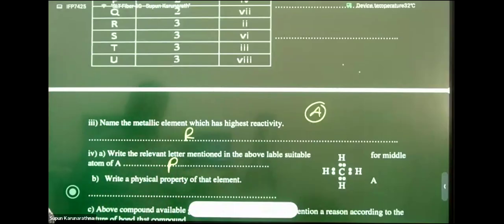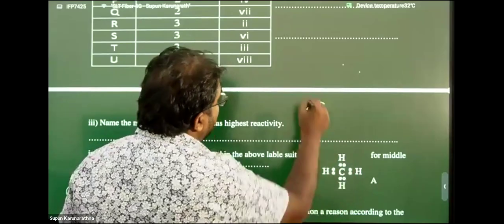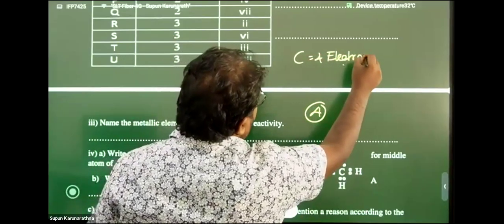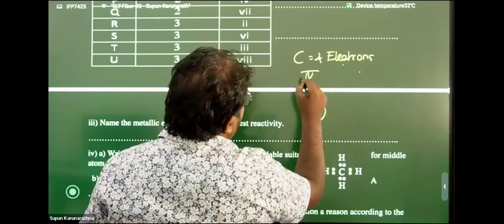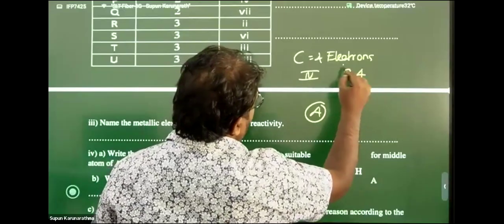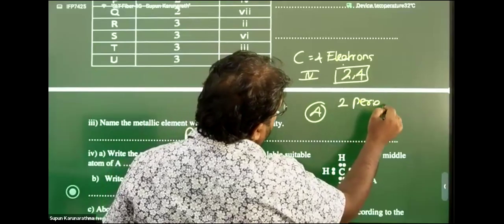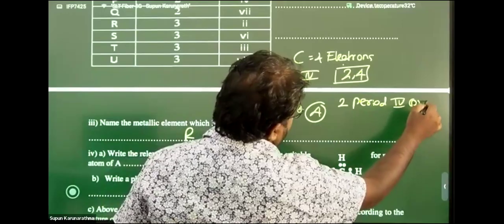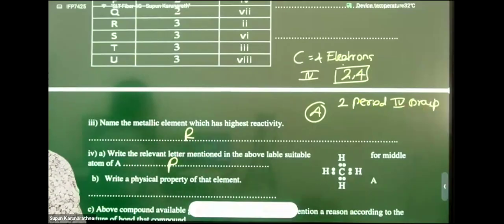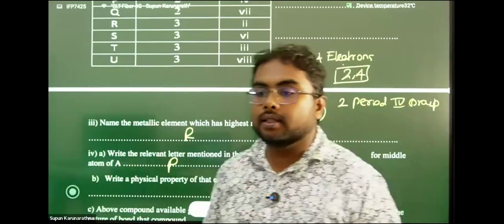Why did I select P? Carbon has 4 electrons in its valence shell. 4 electrons means it's a fourth group element. We know that the electronic configuration of carbon is 2,4. So it is definitely a second period, fourth group element. The element in the second period, fourth group is P.